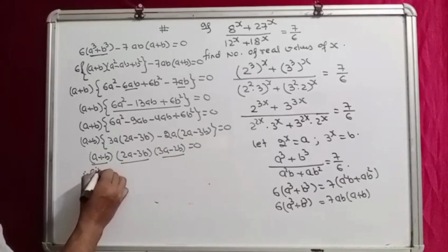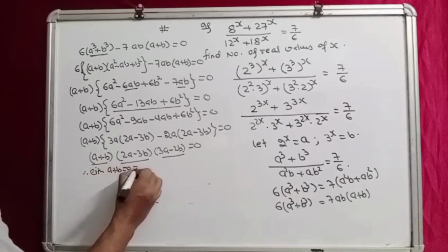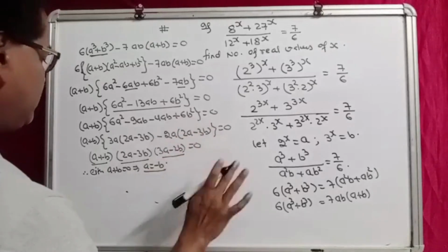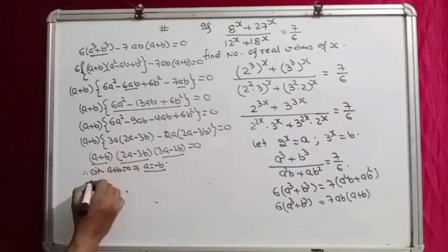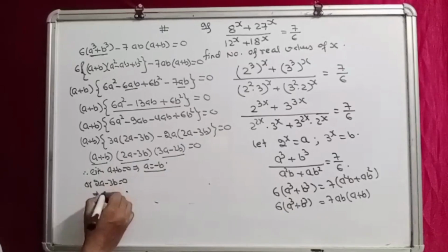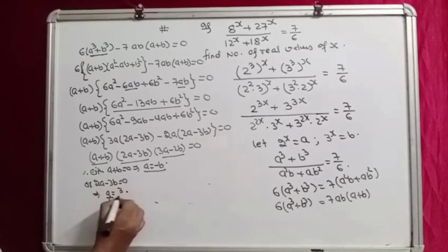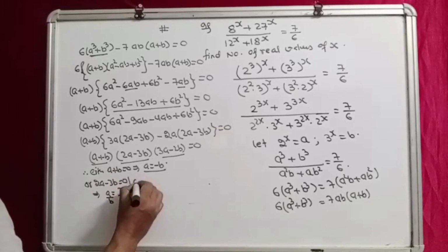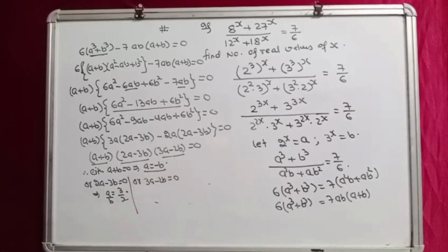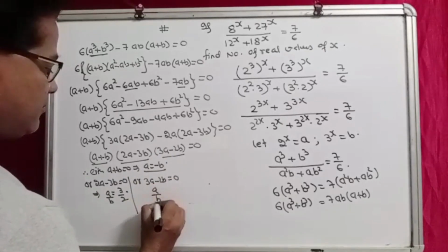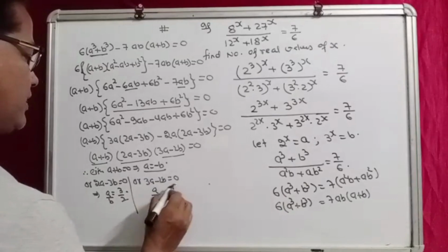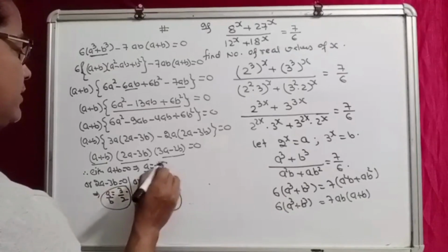Therefore either a + b equals 0, which implies a equals minus b. Now putting, okay, we will see it later. Or 2a minus 3b equals 0, we will get a by b equals 3 by 2. Or the third one, when 3a minus 2b equals 0, right? So a by b we will get 2 by 3. So we have three cases.